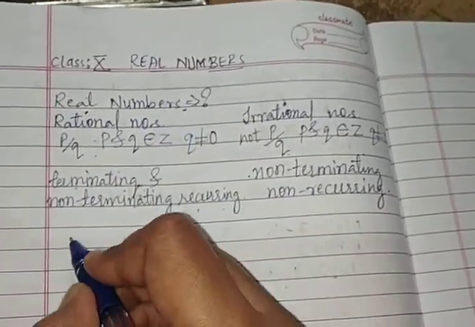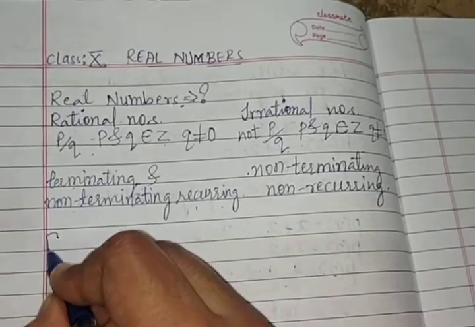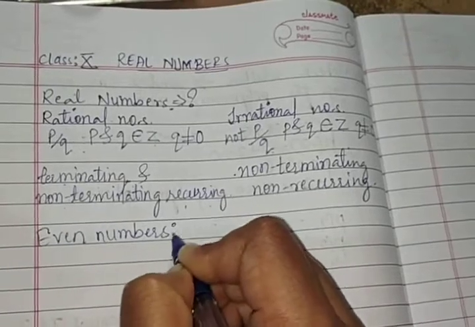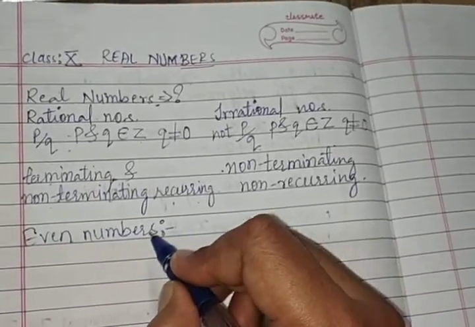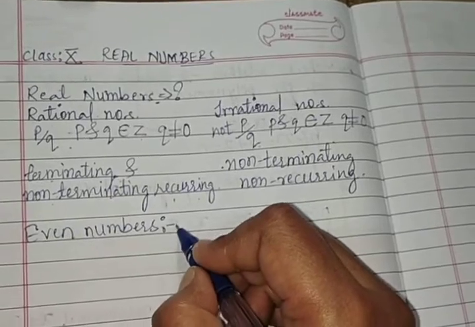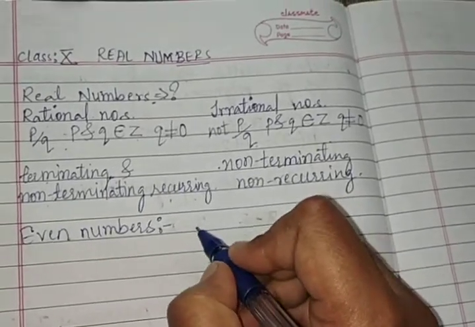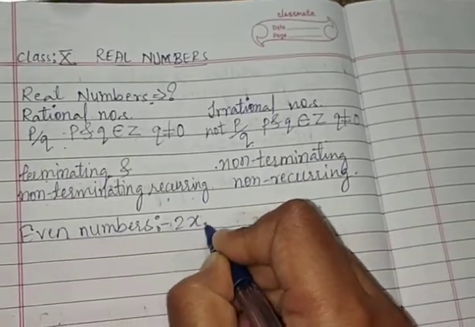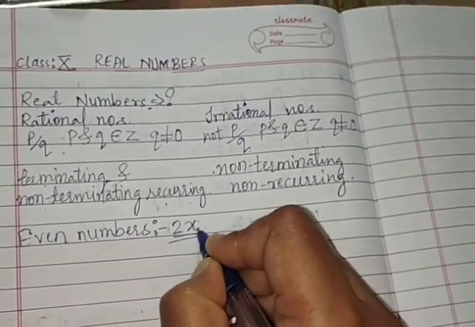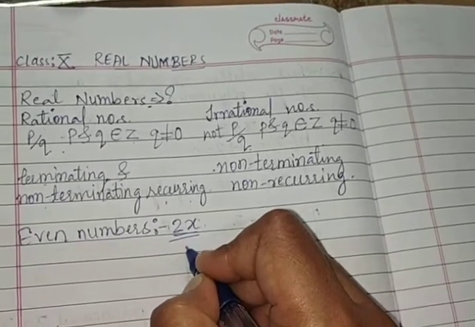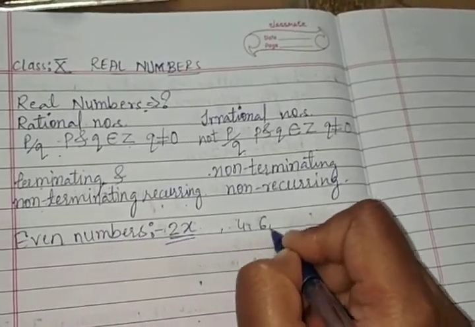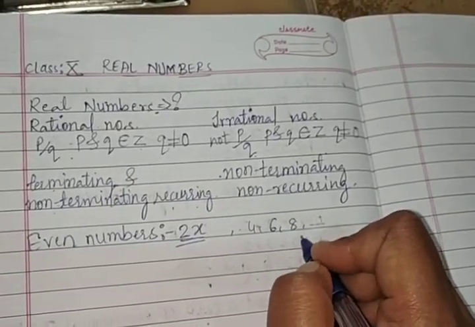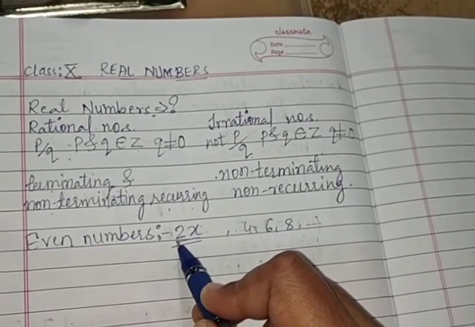With this, you must also know what even numbers are. Everybody knows this, it is very easy: all the even numbers are the numbers which are multiples of 2, or the numbers which are divisible by 2. Say 2x. That means it is a multiple of 2 and it can be divisible by 2. So 4, 6, 8 and so on. These all numbers are the multiples of 2 and divisible by 2. So these numbers are called even numbers.